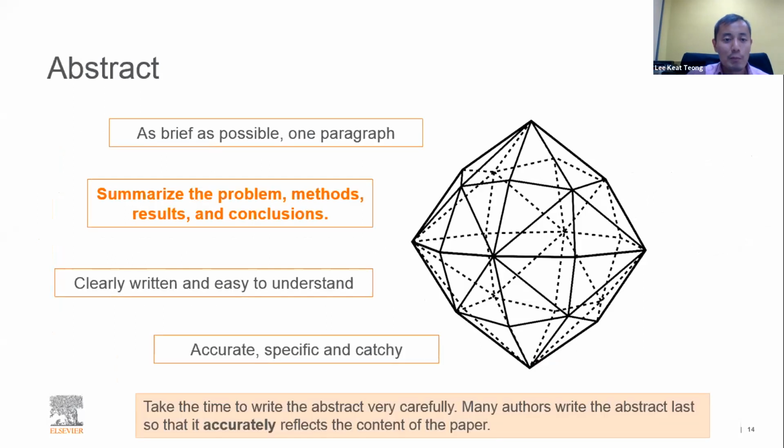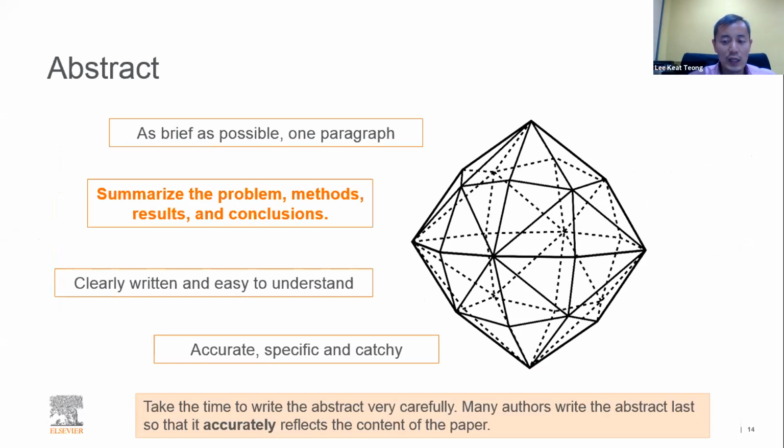An abstract should be as brief as possible, in one single paragraph. Basically, an abstract is a summary of your introduction, your method, your findings, and also your conclusion, right? So everything has to be there. And you have to make your abstract as interesting as possible, right? So take the time to write the abstract very carefully.